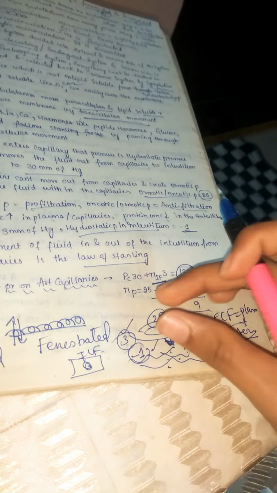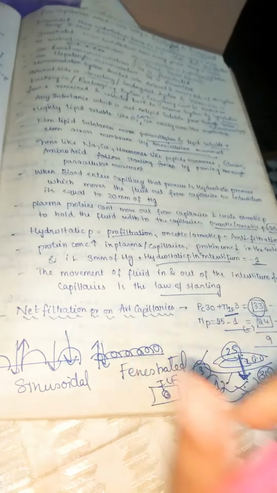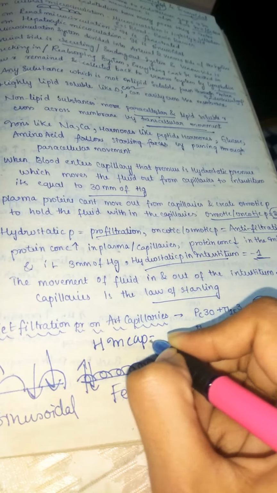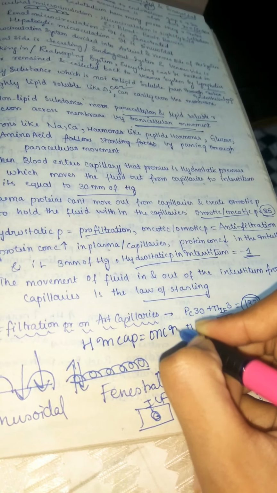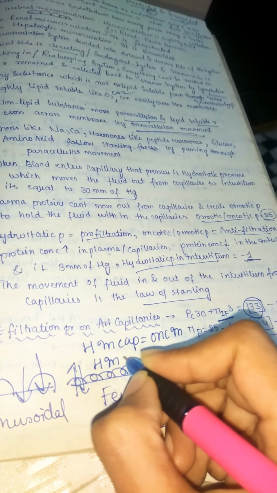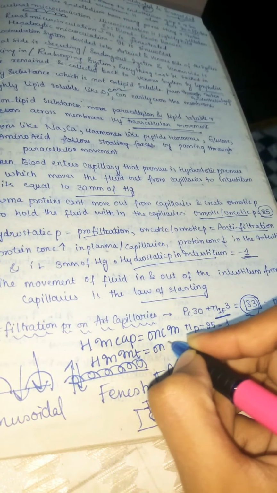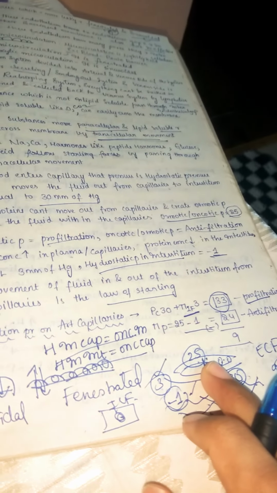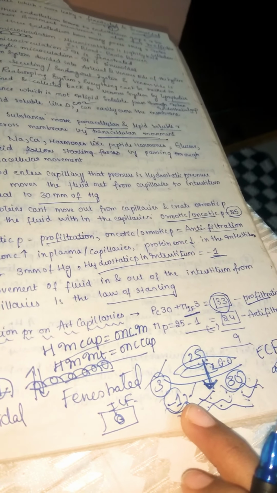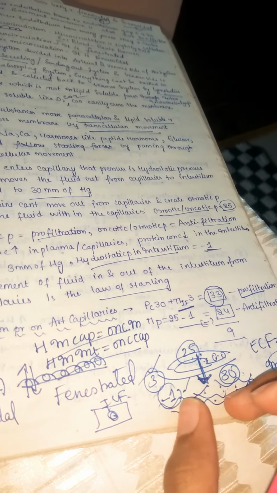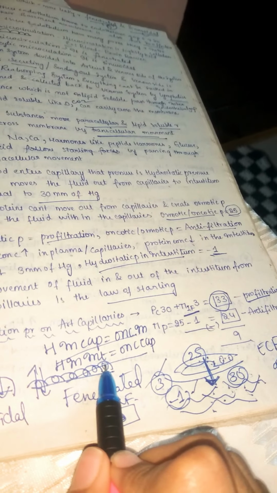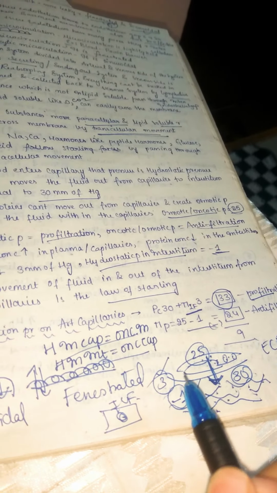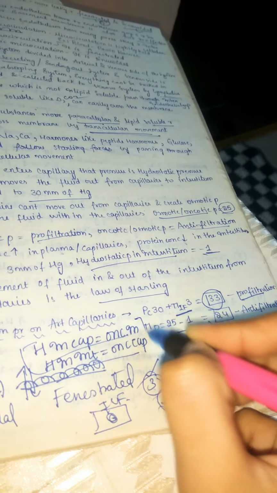Remember only one thing: hydrostatic pressure in capillaries and oncotic pressure in the interstitium are profiltrates, meaning they favor forming fluid in the interstitium, whereas hydrostatic pressure in the interstitium and oncotic pressure in the capillaries are antifiltrates, meaning they always favor keeping the fluid in the capillaries. You need to remember this; it is a keyword to understand this process.